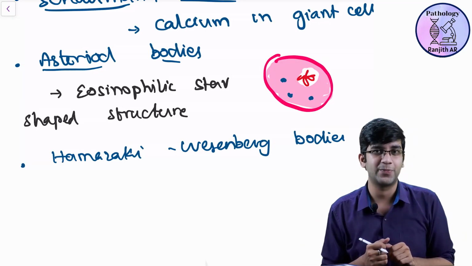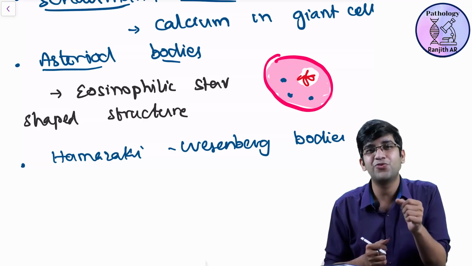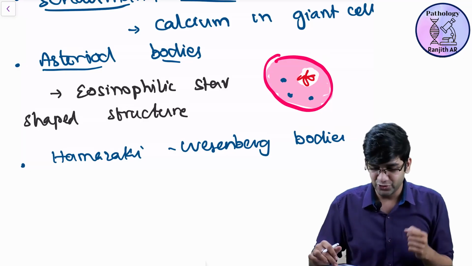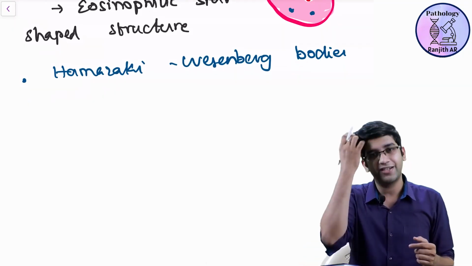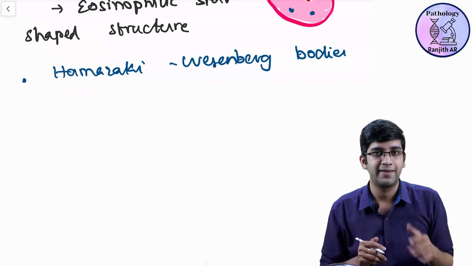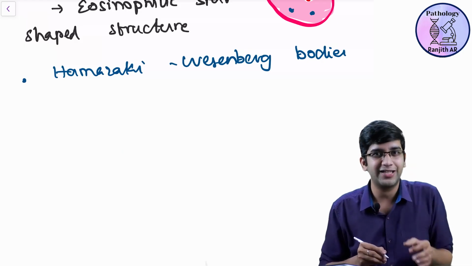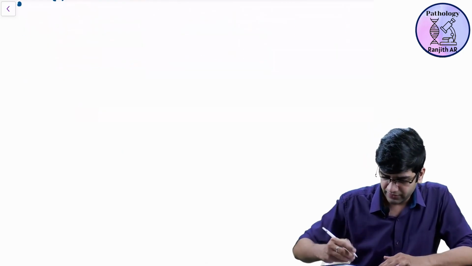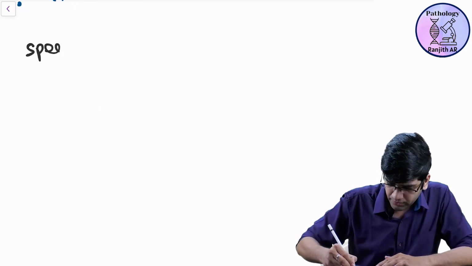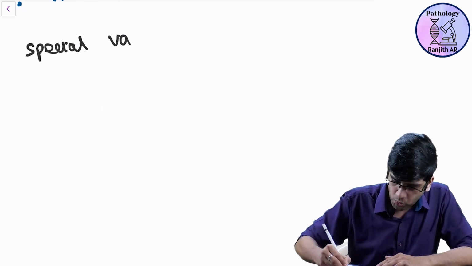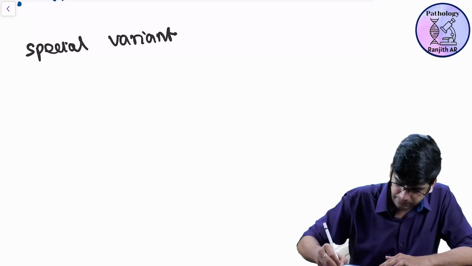We are done with that as well. Obviously, we need a few special hints. Without a special touch, medicine never ends. The special variants of granuloma are where most of the questions come. There are a few special variants of granuloma. What are they and how do they look?